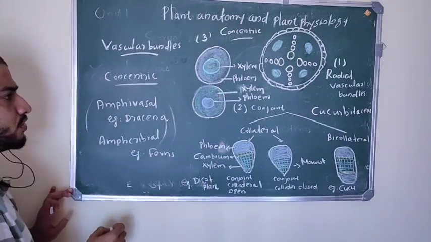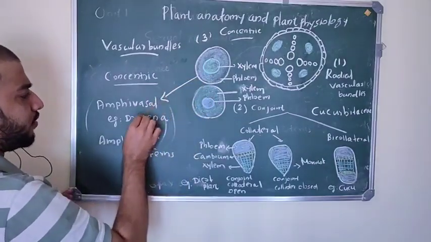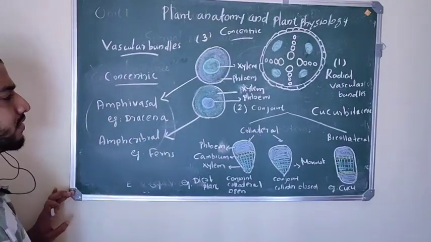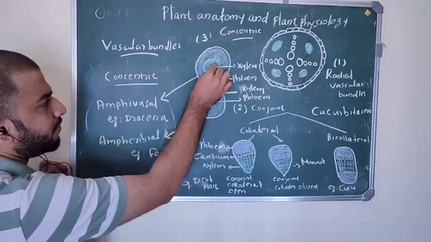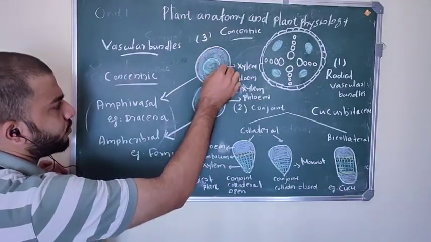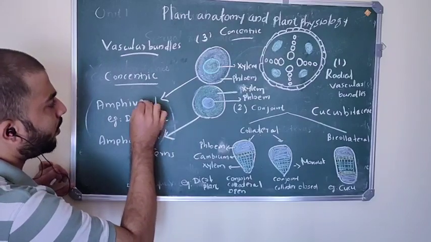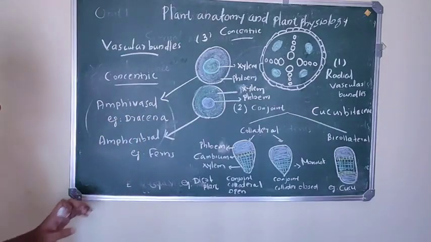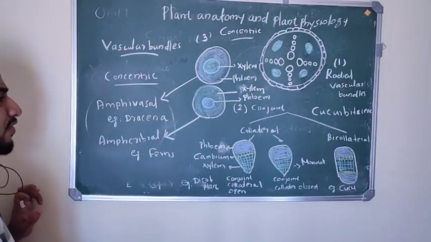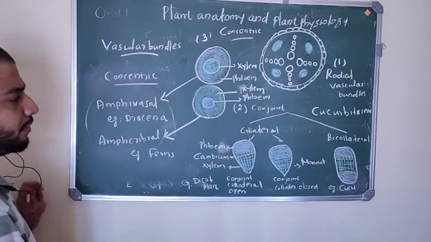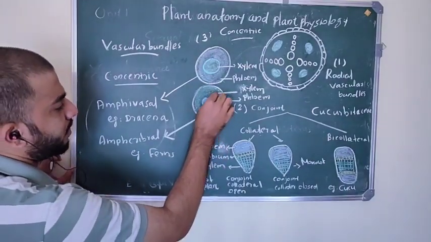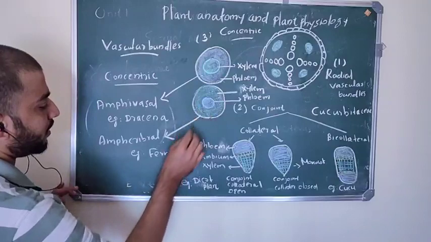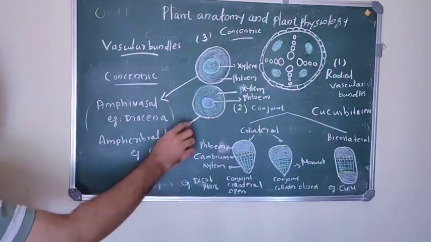There are two types of concentric vascular bundles, amphivasal vascular bundle and amphicribral vascular bundle. What is meant by amphivasal vascular bundle? In amphivasal, the xylem tissues are surrounded by phloem tissues. That type of vascular bundle is called concentric amphivasal vascular bundle. Example, Dracaena plants show this type of vascular bundle, amphivasal. Then amphicribral means the phloem tissue is surrounded by xylem tissue. That type of vascular bundle is called amphicribral vascular bundle. Example, in ferns you can see this type of vascular bundle.